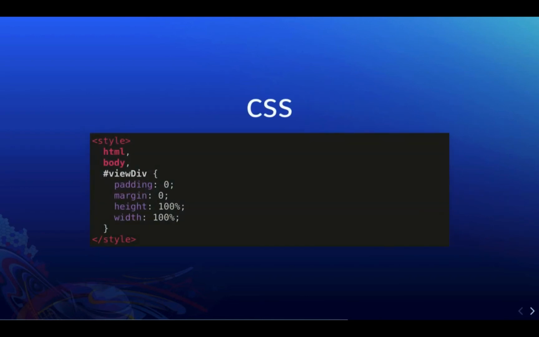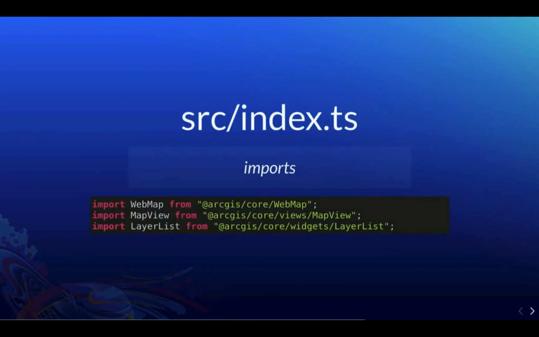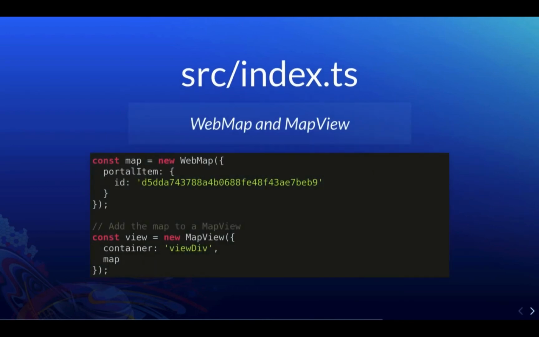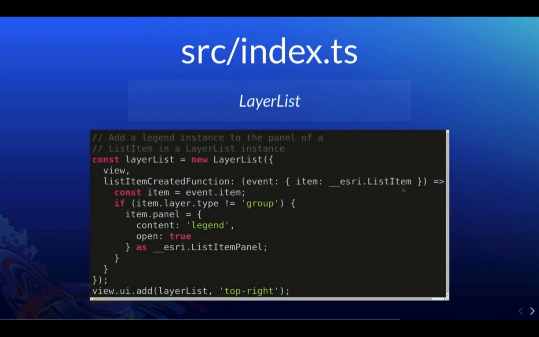So the CSS, we're going to have a style tag in the index.html. That's just going to set up some basic styles for us. And then in the index.ts file, we're going to import the web map, the map view, and the layer list switch. We can create a new instance of the web map, create a new instance of the map view. And then what we're going to do is we're going to create a new instance of the layer list. And we're going to go ahead and create some custom panels on here for the legend inside the layer list.